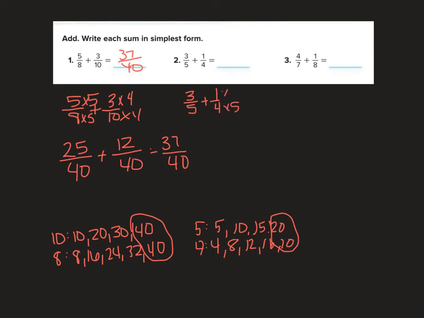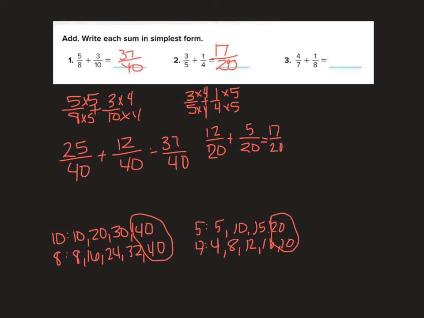So multiply by 5, and get 5 20ths plus. Here I have to multiply by 4, and get 12 20ths. Okay, so if I'm going to add 12 and 5, my answer is going to be 17 20ths. Now, can it be reduced? Nope. 17 20ths is my answer.